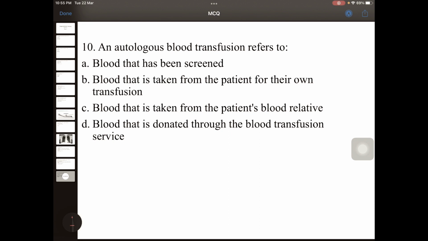Question number 10. An autologous blood transfusion refers to option A, blood that has been screened. Option B, blood that is taken from the patient for their own transfusion. Option C, blood that is taken from the patient's blood relative. Option D, blood that is donated through the blood transfusion service. The correct option here is option B, which is blood taken from that patient, and then later transfused to that patient only. Here the donor and recipient are the same.